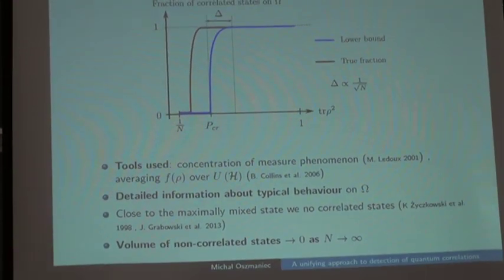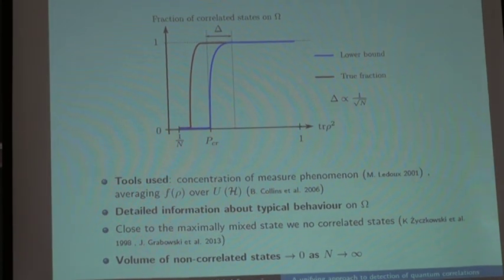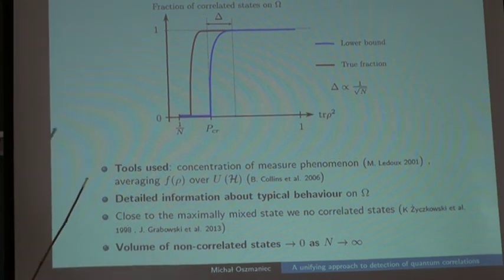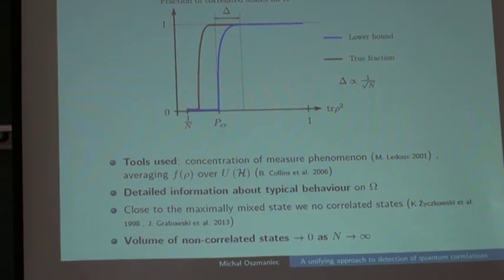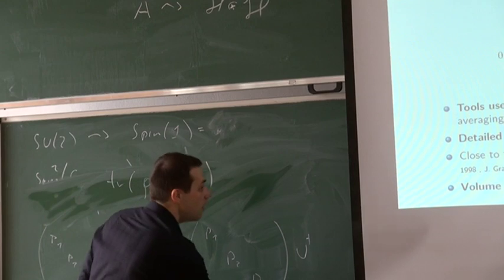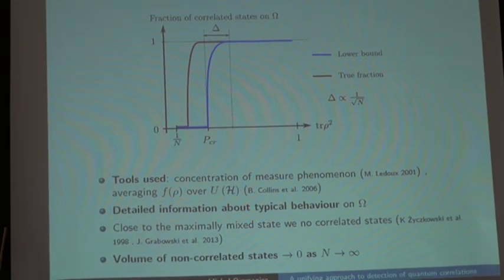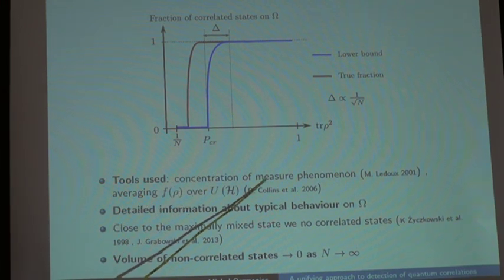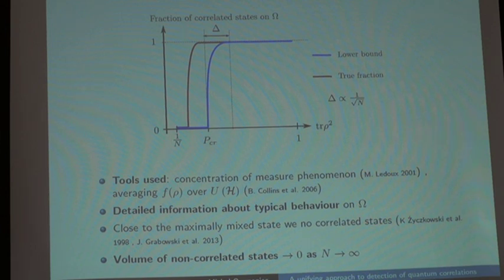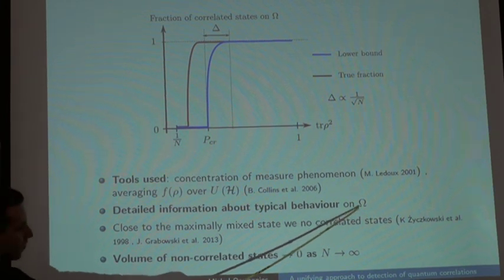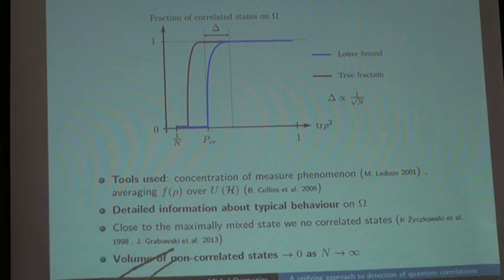So it looks like this plot is uncorrelated to its physical plot. What I do is I take my function f of rho, which was trace of rho tensor rho, d. I average this over the unitary group, and I plug in some kind of large deviation estimates for the measure, which come from the concentration of measure phenomenon. Surprisingly, from a rather simple criterion for those correlations, I got rather detailed information about the typical behavior of correlations for fixed omega. It should be omega here as well.